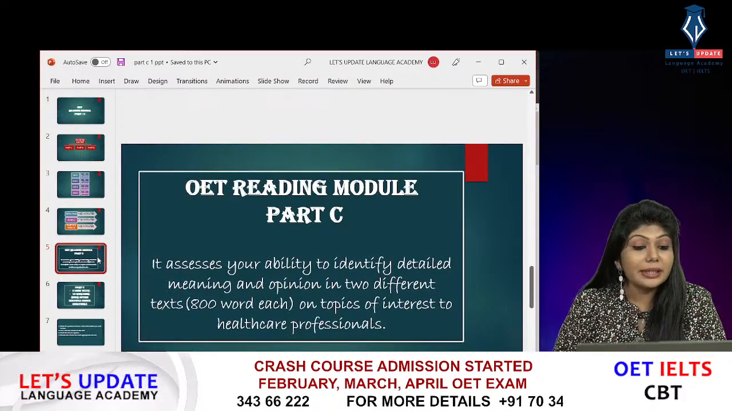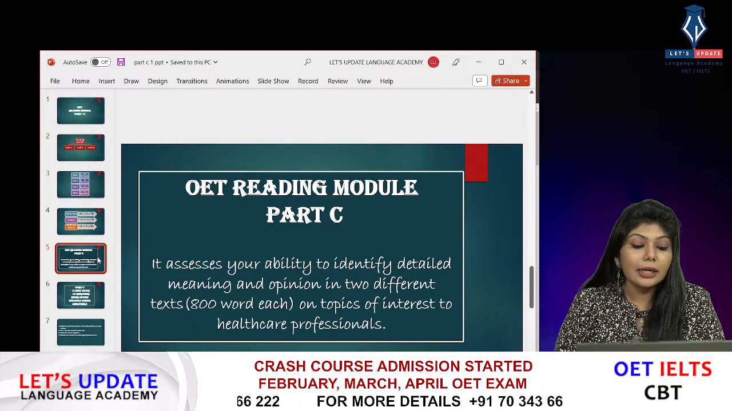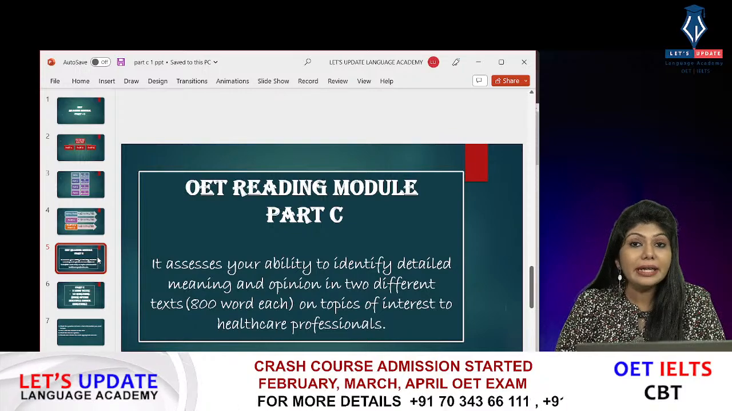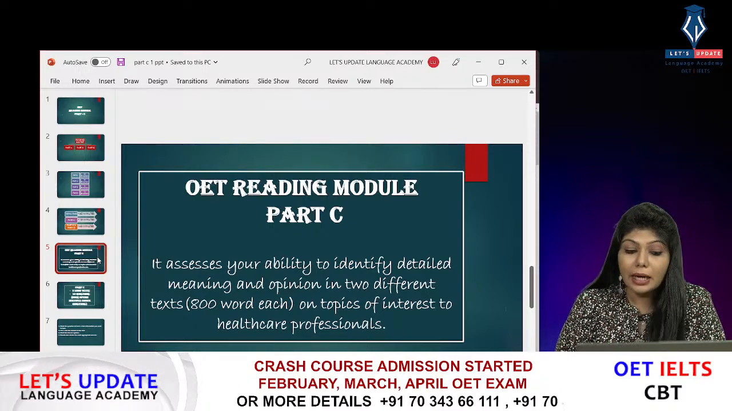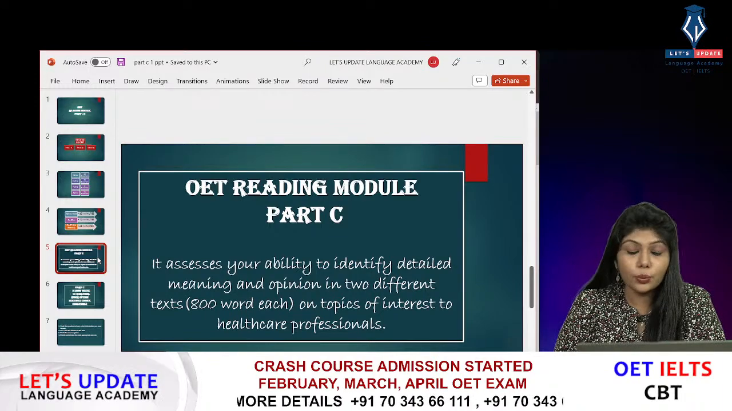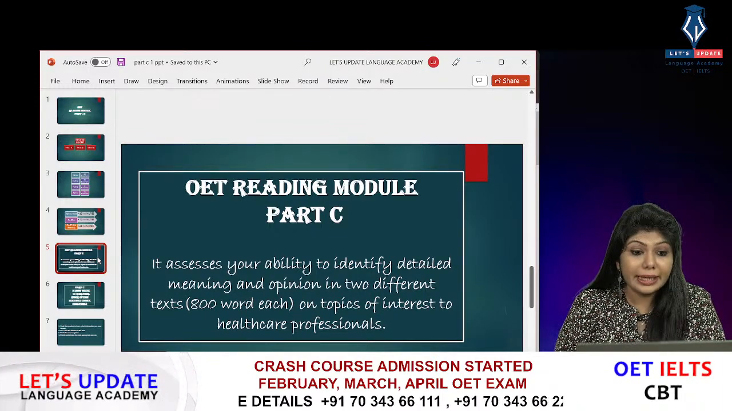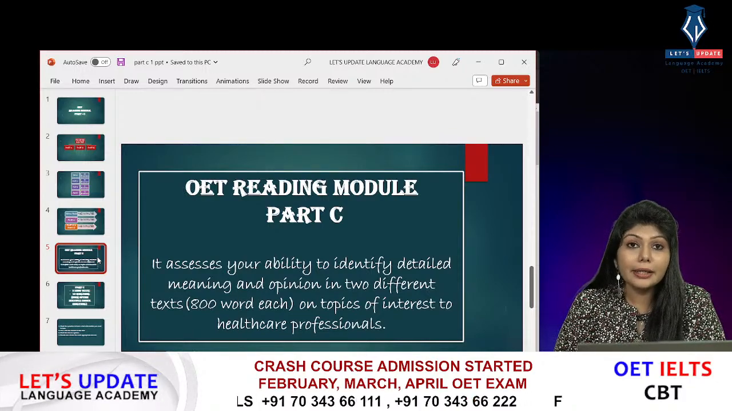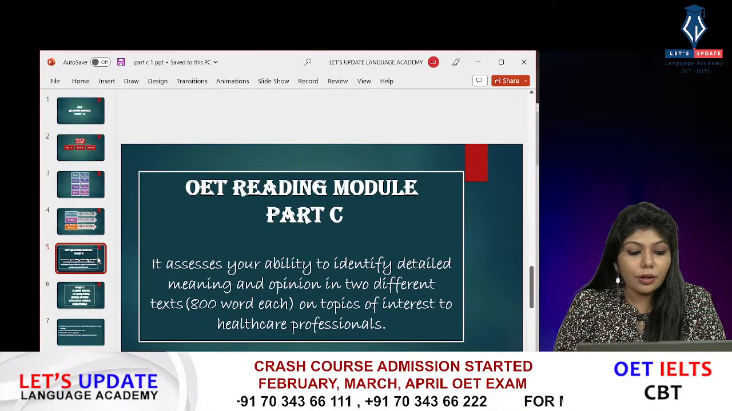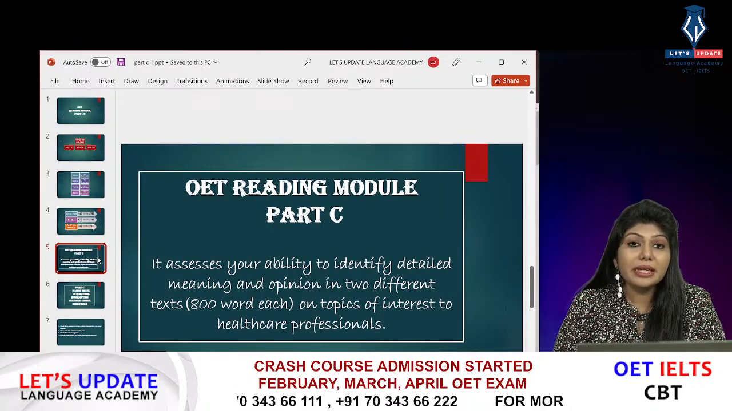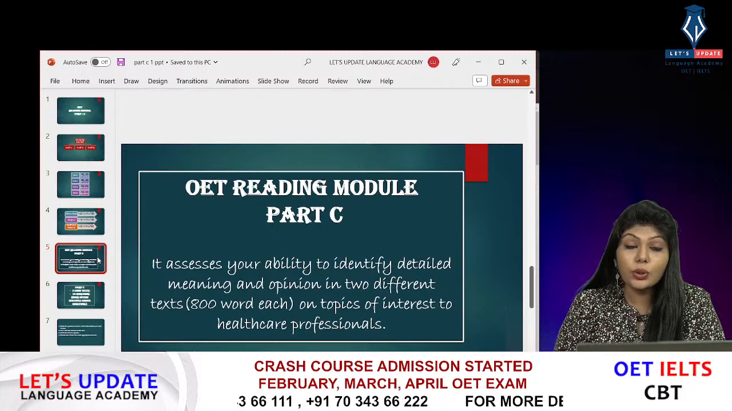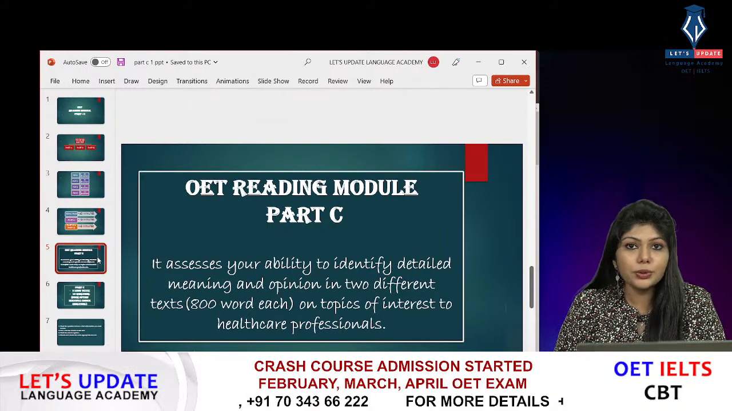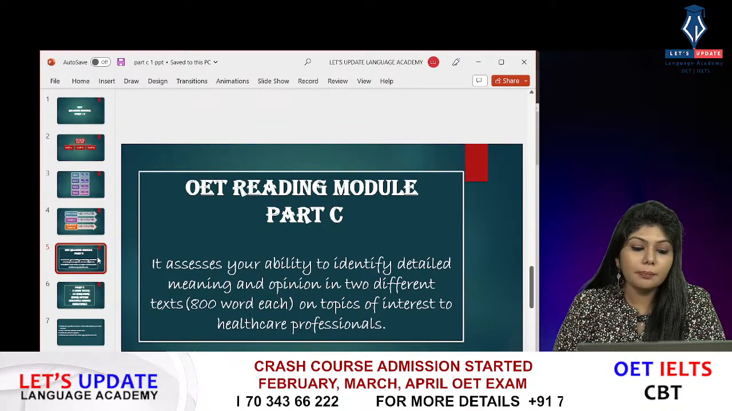As far as OET reading module part C is concerned, what does it do? It basically assesses your ability to identify detailed meaning and opinion in two different texts. You will have a set of two different texts, each consisting of about 800 words, and the nature of those texts will be based on topics of interest to healthcare professionals. Those will be the kind of topics you can expect from part C.